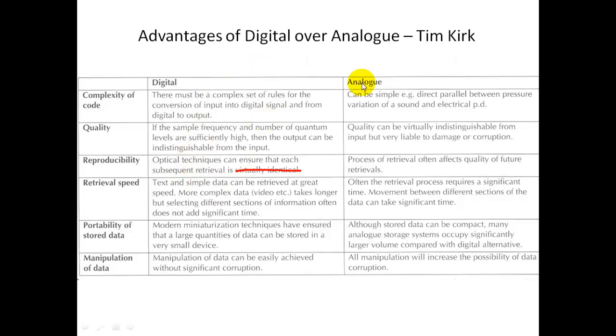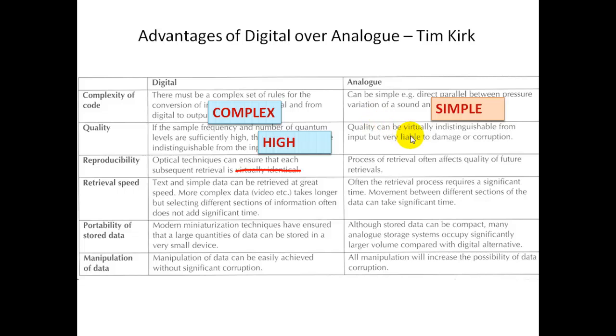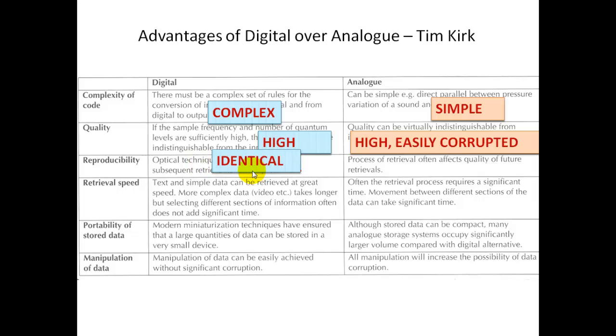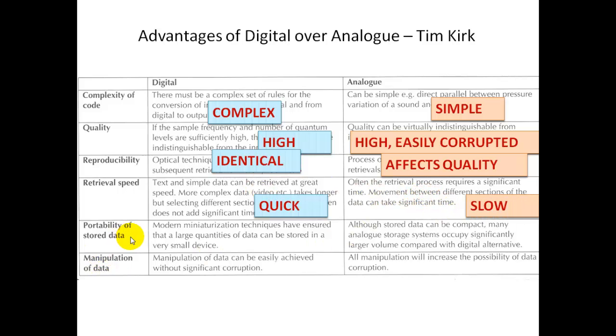Basically, the complexity of the code. Digital is very complex, analog is very simple. The quality, it's high quality. Analog is also high, but it can be corrupted. How reproducible is it? Well, it can be made to be identical, and every time you reproduce analog, it affects the quality. The retrieval speed can be very quick, and for analog, it can be quite slow. Portability, that's very portable and not so portable. Manipulation of the data, that's easily manipulated.